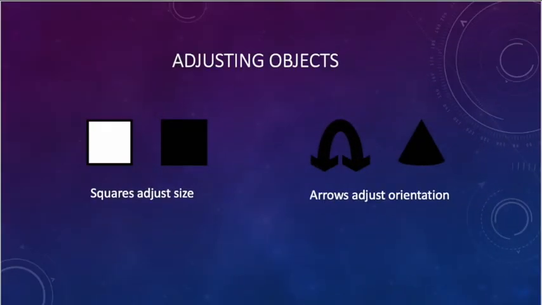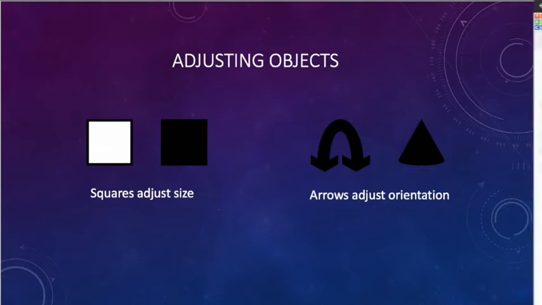Okay, lastly, for controls, adjusting objects. So remember this: squares adjust size and arrows adjust orientation. I'll show you a little bit what that looks like, but these are the symbols that you'll be seeing. When in doubt, squares adjust size, arrows adjust orientation. And these are not the only two arrow symbols. There's also one other one that you need to remember, and that is your mouse. Your mouse is an arrow, it's pointing, and that allows you to drag and move your object around. So arrows are adjusting orientation or location, and those squares adjust size. I'll show you right now what that looks like.